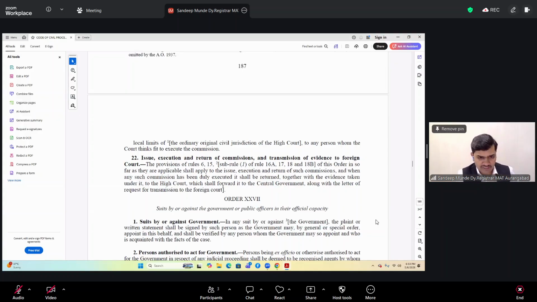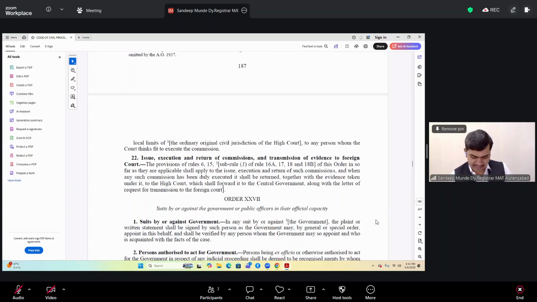If we peruse Section 79, if you have to file a suit against the government, what steps do you have to take prior to it? It is covered under Part 4 of the Code of Civil Procedure under the heading of suits in particular cases. It states suits by or against the government or public officers in their official capacity.